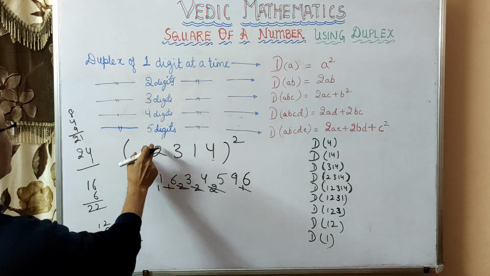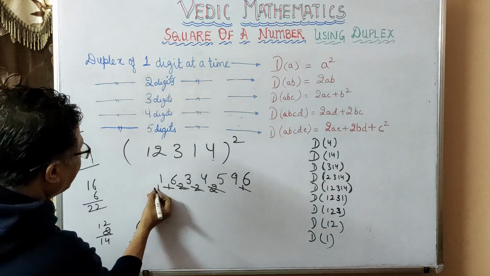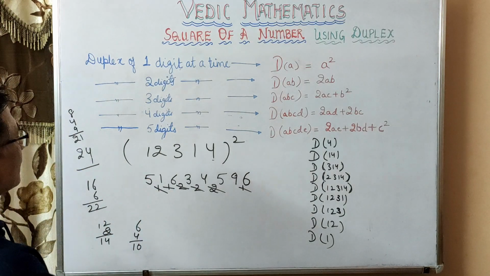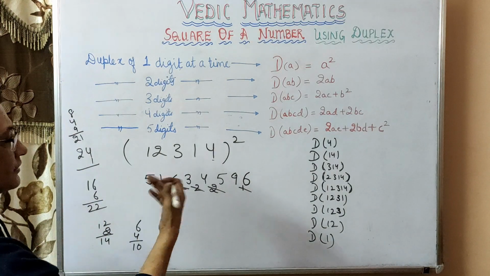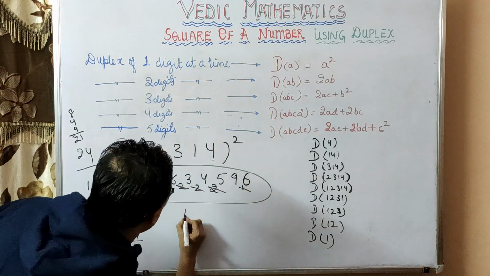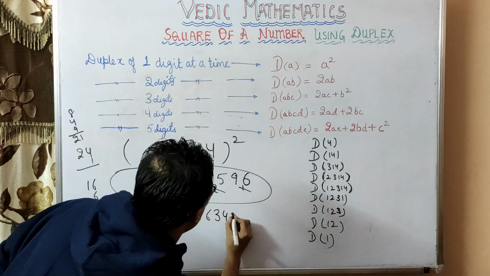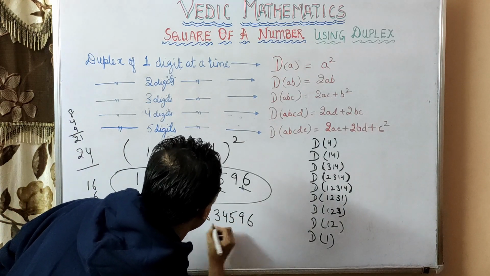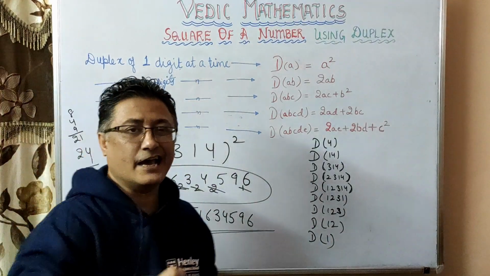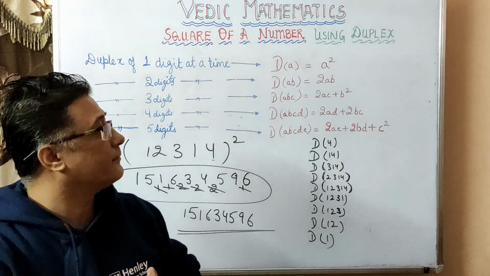Duplex of 12. 2 ones are 2. Double it. It is 4. But we have to add this 1, so it becomes 4 plus 1, 5. Now duplex of 1. 1 square is 1. So this is our answer. 1, 5, 1, 6, 3, 4, 5, 9, 6. Isn't it quick, fast, efficient? So Vedic mathematics really is very powerful.